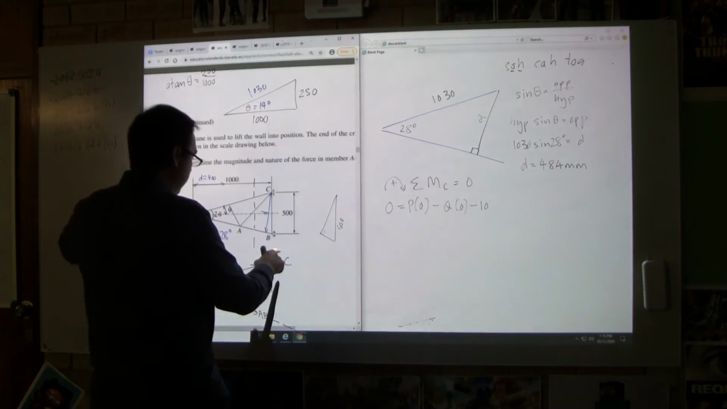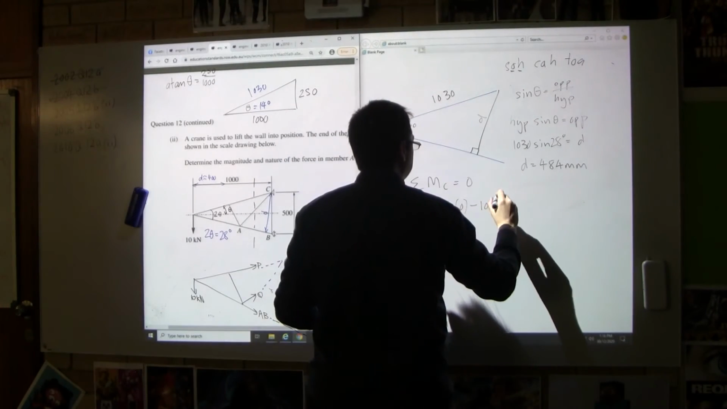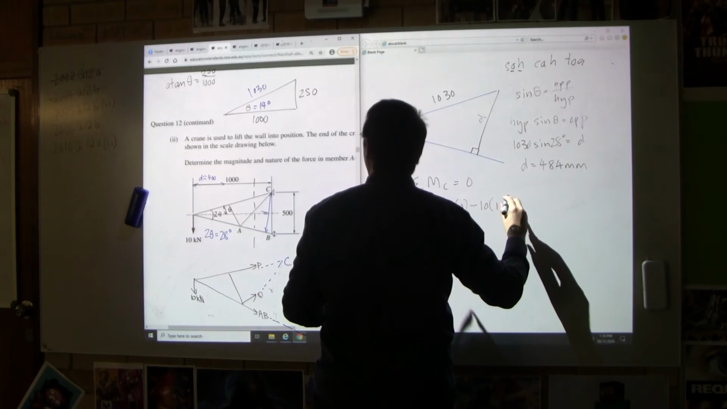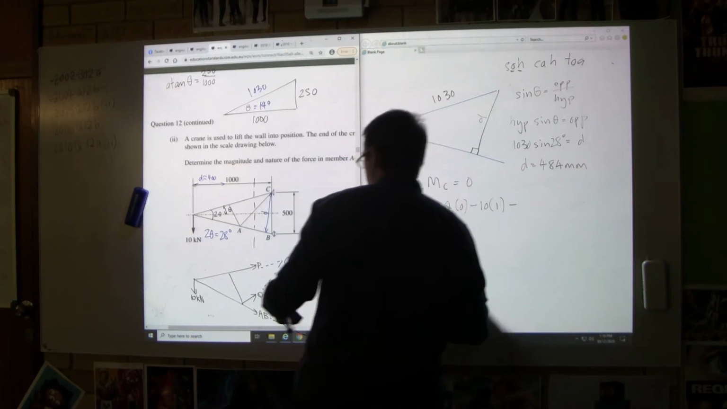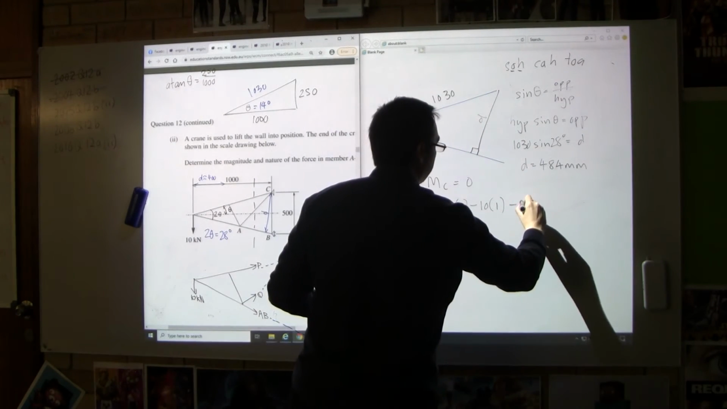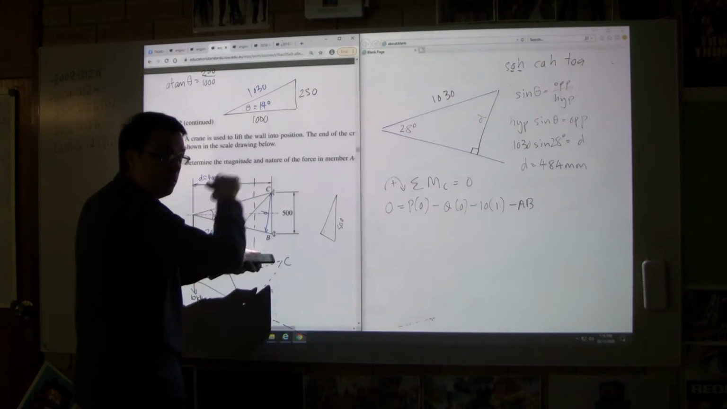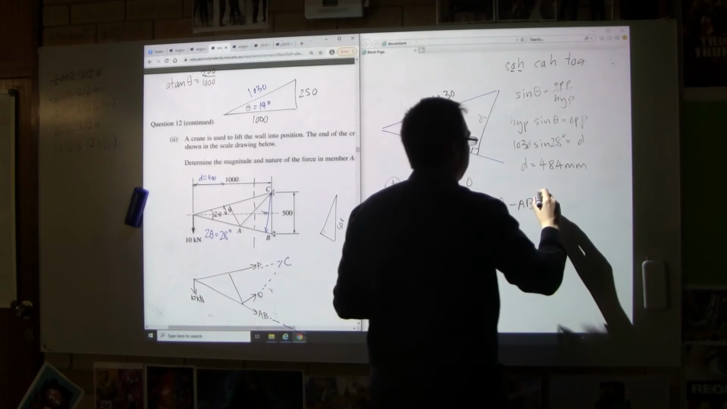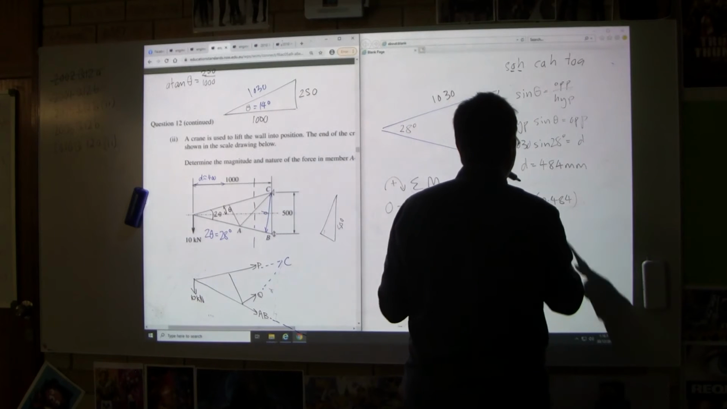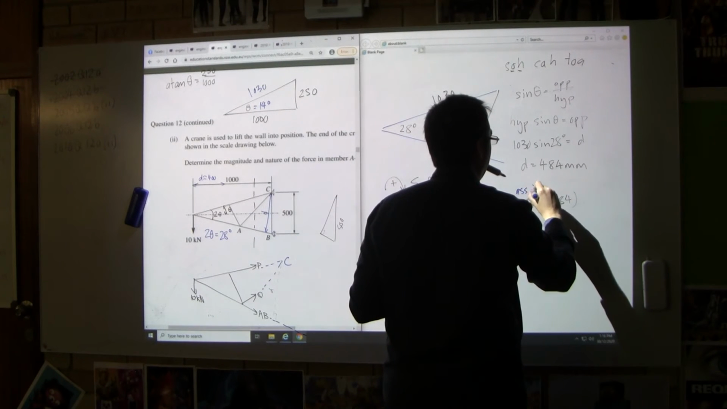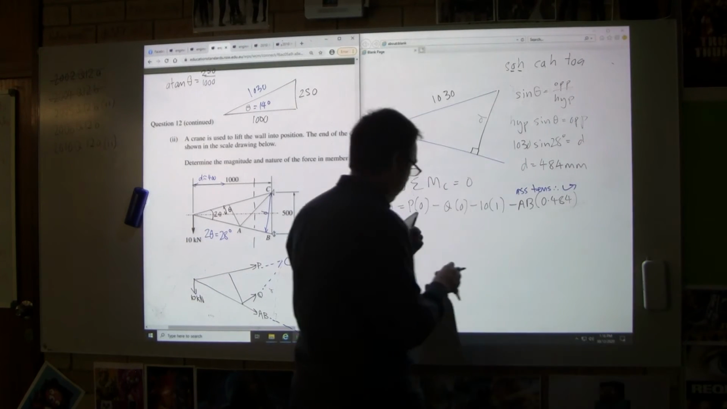Is this going clockwise or anti-clockwise? Okay, anti-clockwise, and it's 1 meter away. I'm going to write in meters, not in millimeters. And then I have minus AB. Is AB going clockwise or anti-clockwise? We assume tension. Okay, so anti-clockwise, and its distance was 0.484. Assume anti-clockwise.